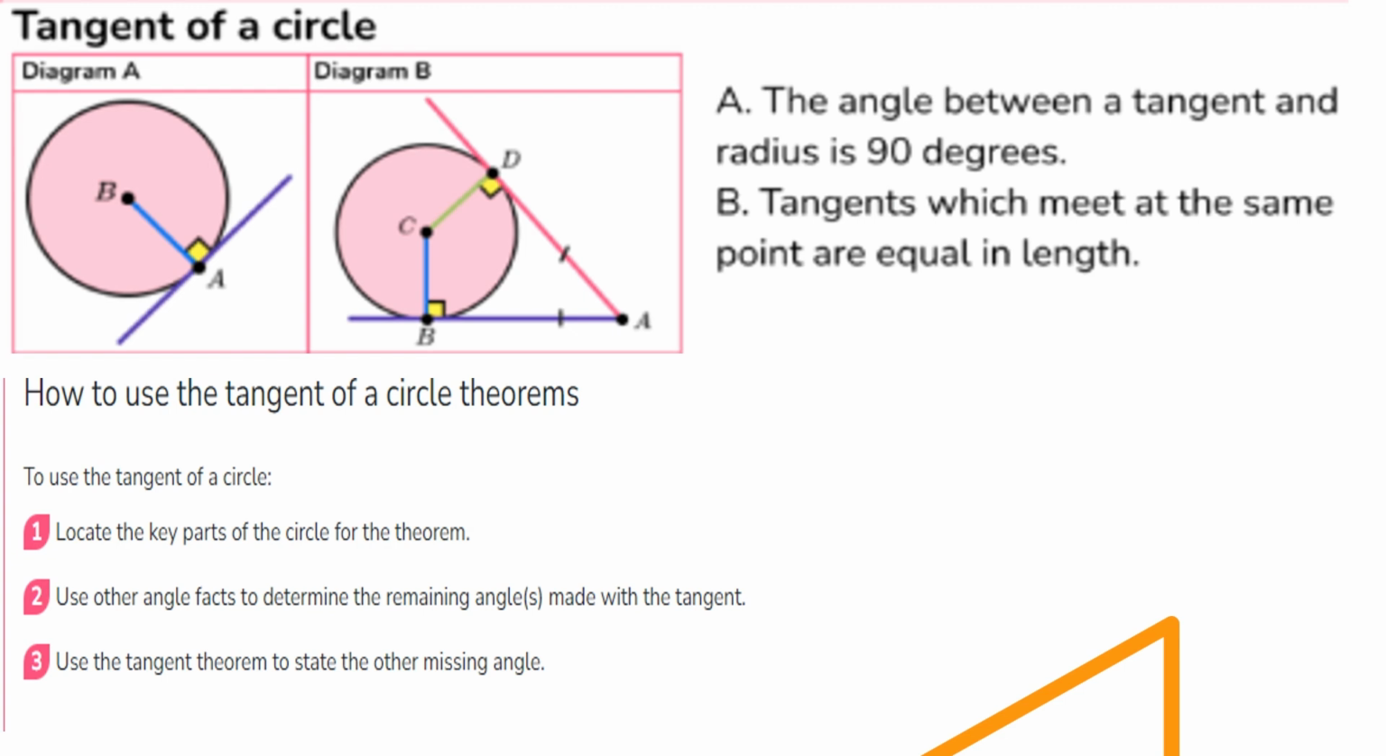Locate the key part of the circle for the theorem. Use the other angle facts to determine the remaining angle made with the tangent. Use the tangent theorem to state the other missing angle.